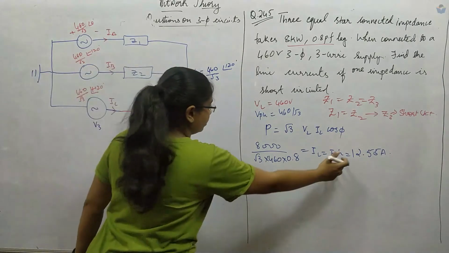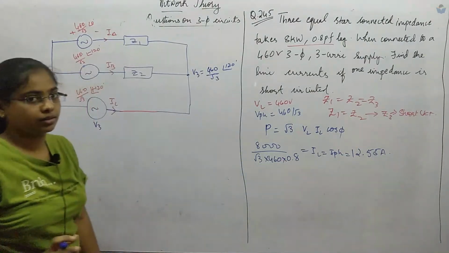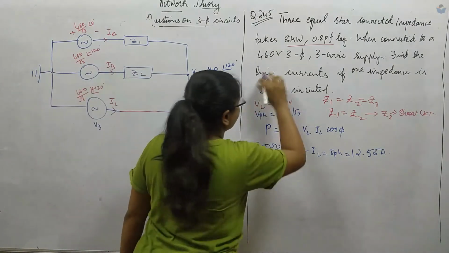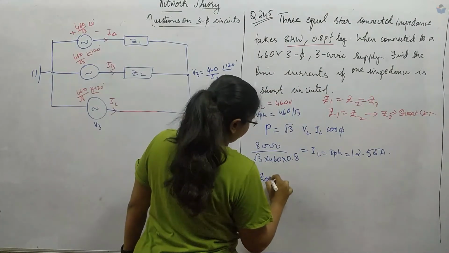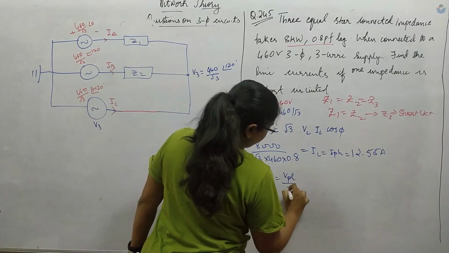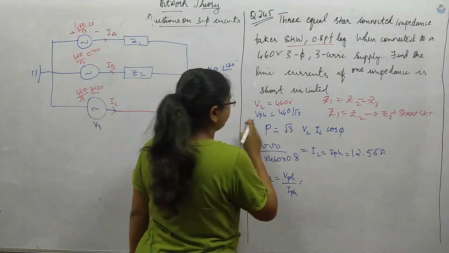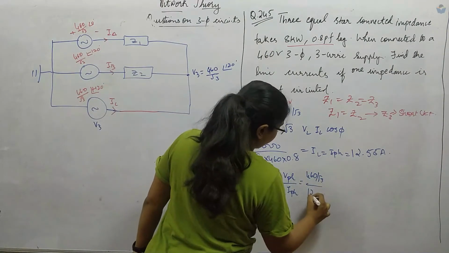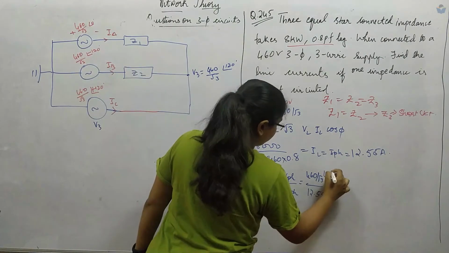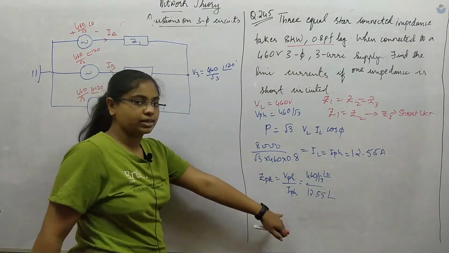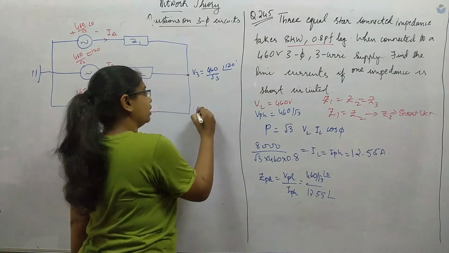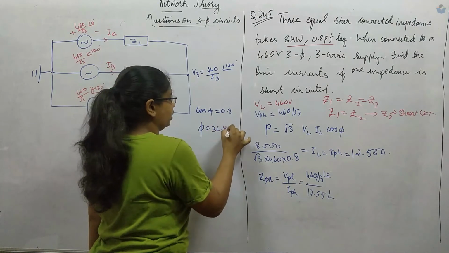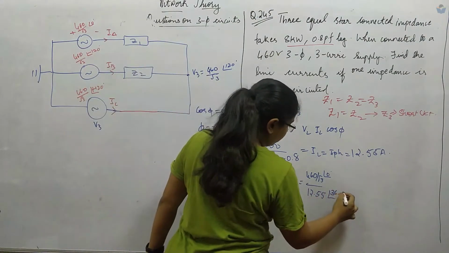We know that the 12.55 ampere current is there. We know the phase voltage also, and impedances are the same in a balanced supply. So ZPH will be equal to VPH upon IPH. VPH is 460 by root 3, and IPH we have found to be 12.55, and this angle is 0 degrees. There will be some angle for this one. What is that angle? We have cos phi is 0.8, so phi will be 36.86.